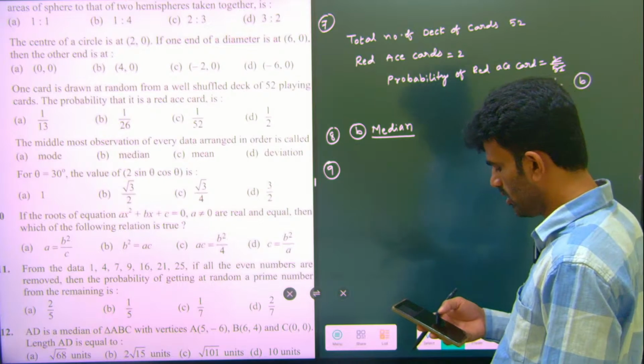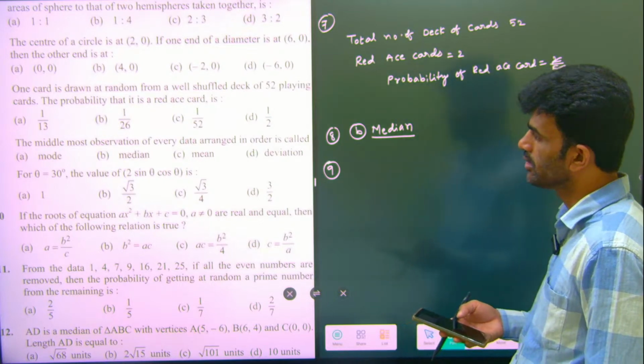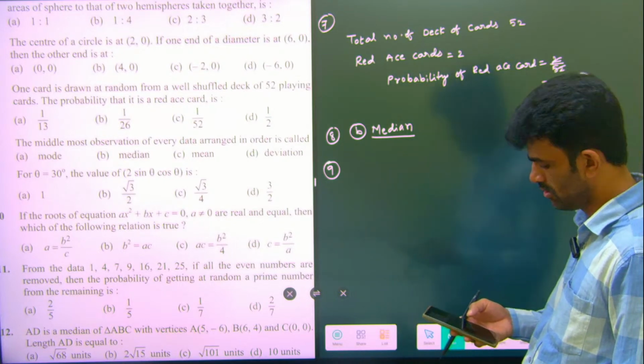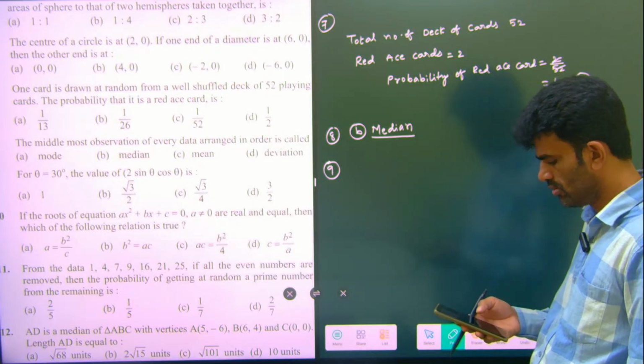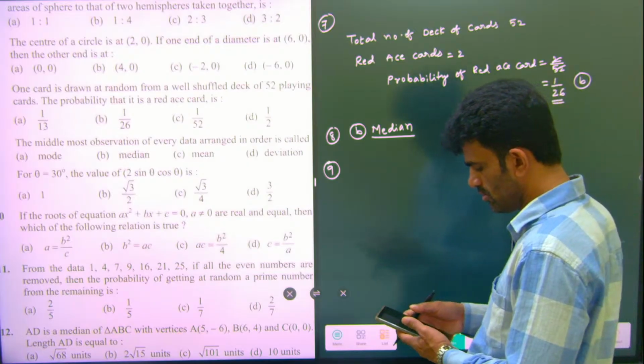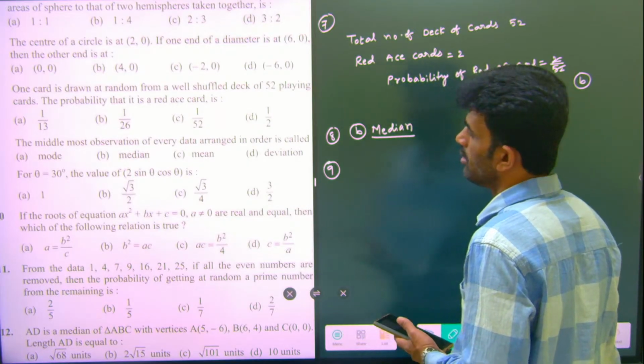Question number 9, already Likit typed it, option B. Okay, let's see what it is.